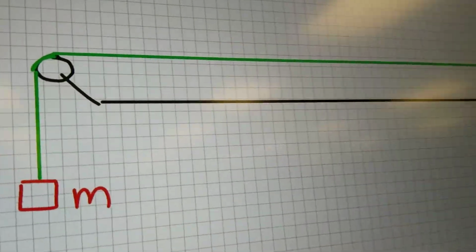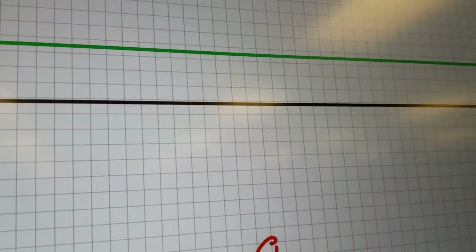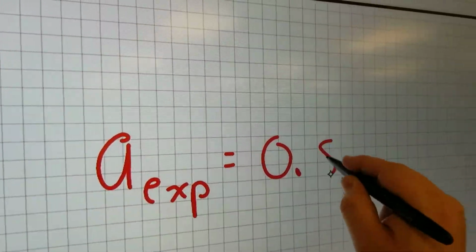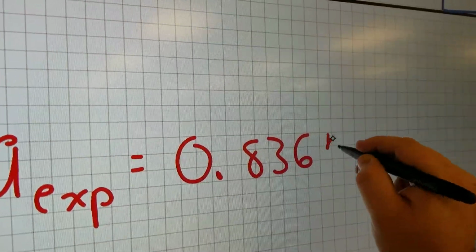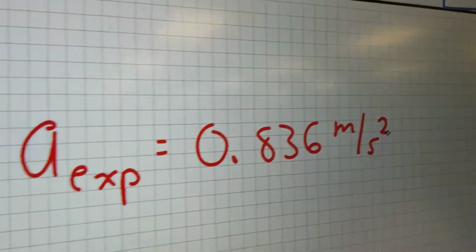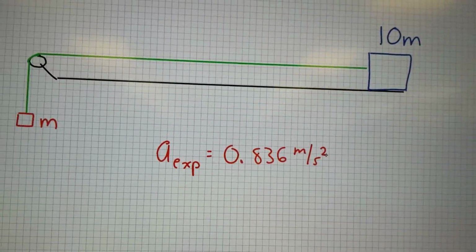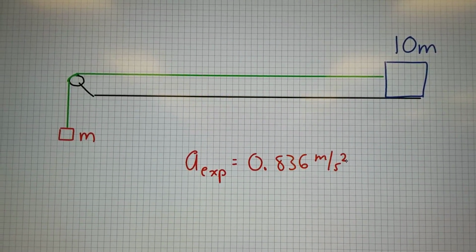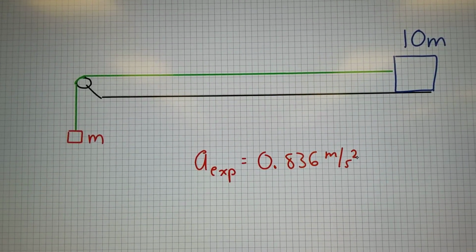I'm just going to record that over here on my whiteboard. A experimental is 0.836 meters per second squared. We'll compare that to the theoretical value that we get using Newton's laws to predict the acceleration of this thing given that ratio of masses.